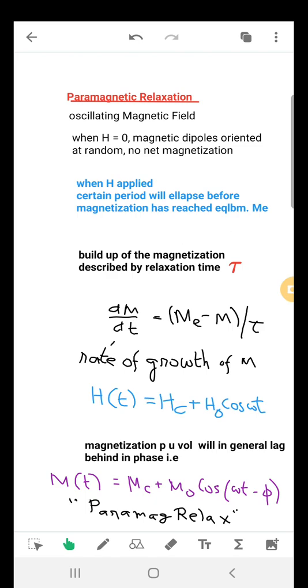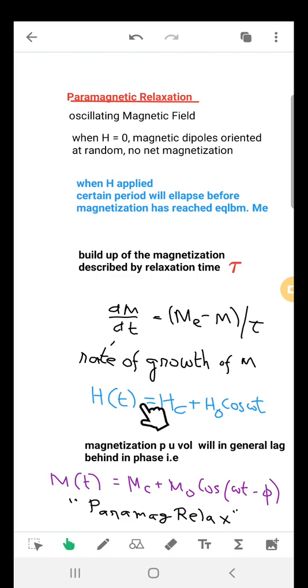before the magnetization has reached equilibrium. Some time will be taken before it reaches equilibrium, and the time taken for the build-up of the magnetization is called the relaxation time, given as tau, and it is also expressed as the rate of change of magnetization is equal to saturation magnetization minus the current magnetization divided by the relaxation time.